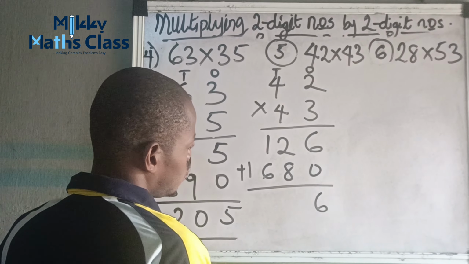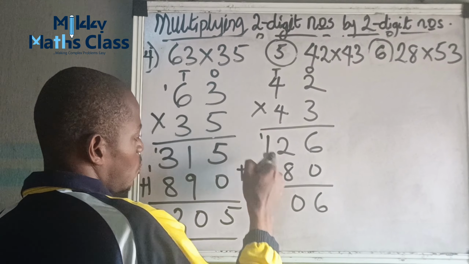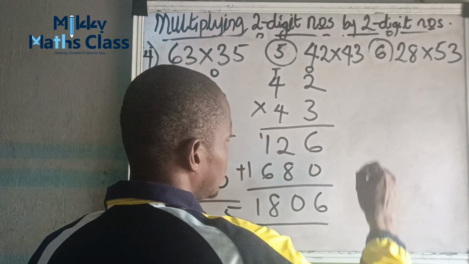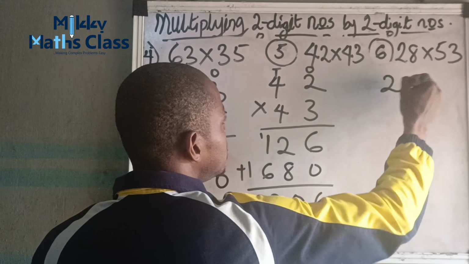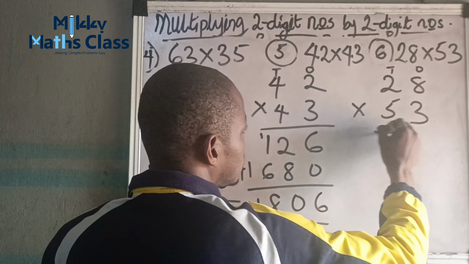8 plus 2 is 10. 0, carry 1. 6 plus 1, 7 plus 1, that's 8. And you have your 1 there, and that's all. Let's look at the last one. 28 times 53. Of course, the ones, the tens.